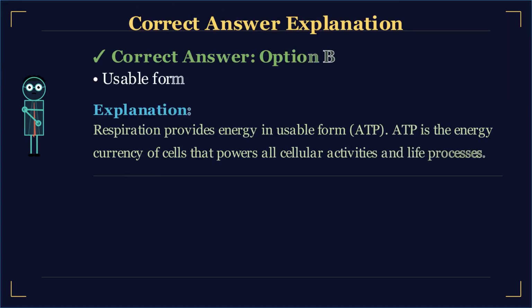Here's the explanation for the correct answer. Respiration provides energy in usable form, ATP. ATP is the energy currency of cells that powers all cellular activities and life processes.